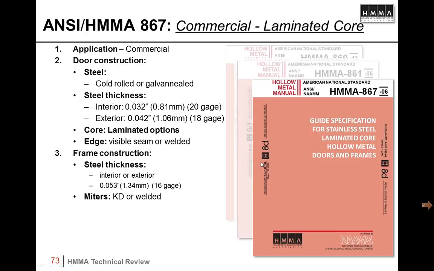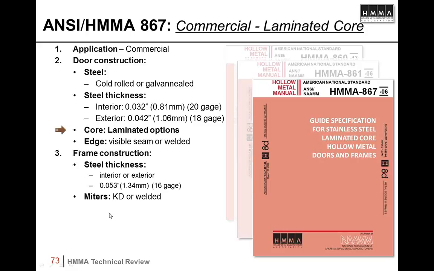867 is a laminated core construction. Again, it is for commercial or institutional. The differences here is your interior door, depending on job requirements, specification requirements, the minimum would be 032 or 20 gauge. Exterior doors could be 042 minimum.